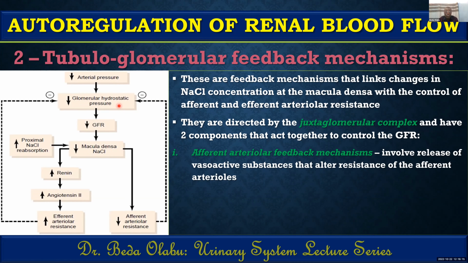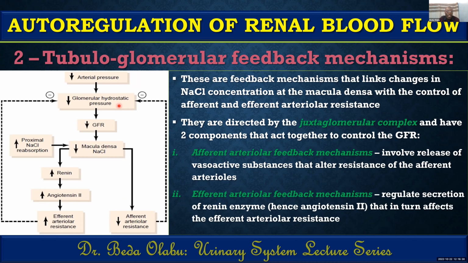We have release of vasoactive substances that can either cause vasodilation or vasoconstriction of the afferent arteriole, depending on how much sodium is being delivered to the DCT. We also have mechanisms that operate to regulate the resistance of the efferent arteriole. So we call this one efferent arteriolar feedback mechanisms. These ones largely operate by secretion of renin. Hence, even angiotensin will be secreted eventually. So the efferent arteriolar mechanisms are angiotensin II based mechanisms.